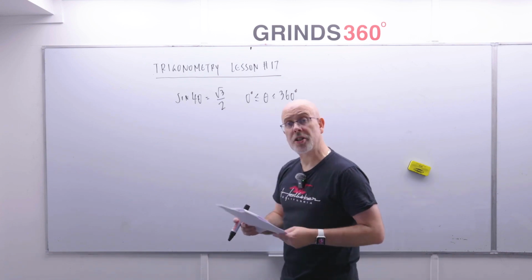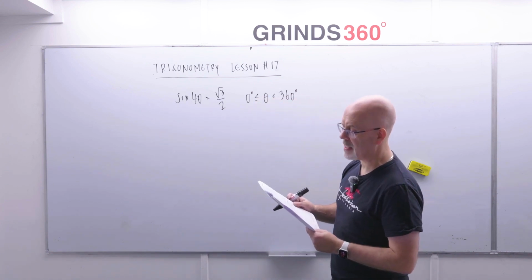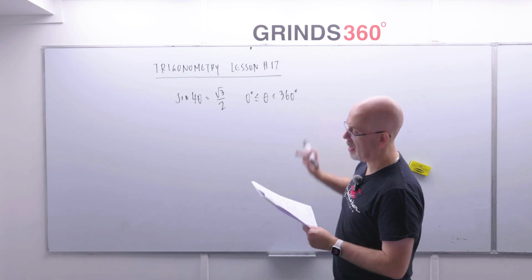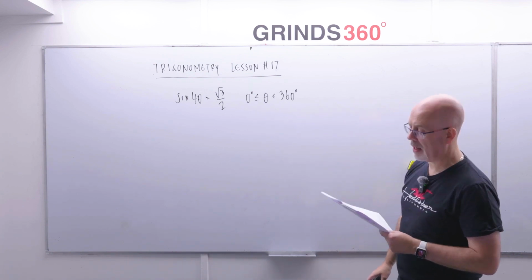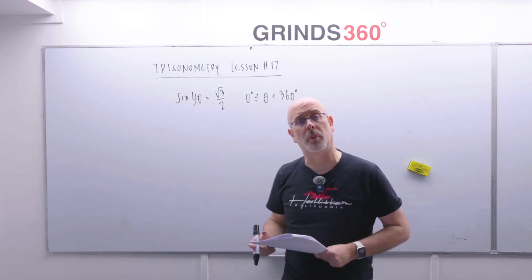So if you look at the question on page 256, the next one, it says solve the equation sine 4 theta is equal to root 3 over 2, again for an answer between 0 and 360. All right? So again, we've got a 4 here. Let's just ignore that till we get our first couple of steps done.